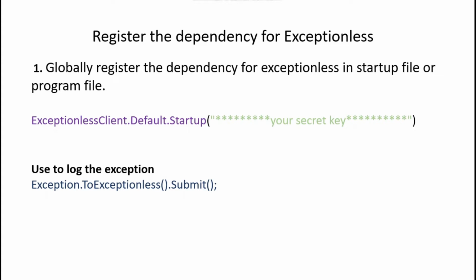To log an exception to Exceptionless, you have to write, for example, exception.ToExceptionless().Submit. ToExceptionless will log it to Exceptionless, and Submit will submit your report. So these are the few things which you have to do in your project for Exceptionless. So let's jump to the coding part.